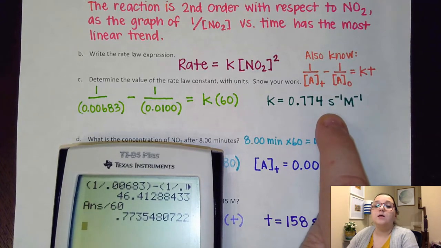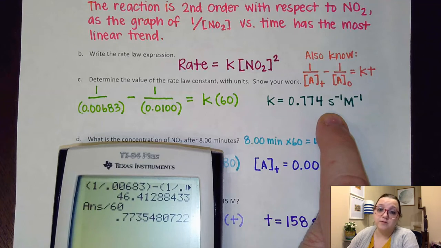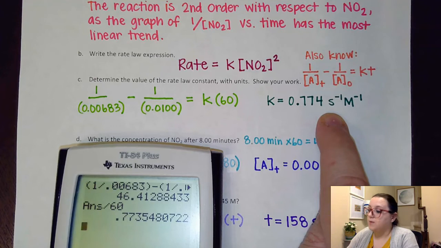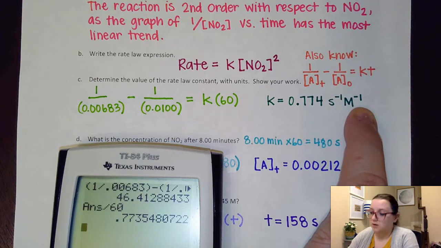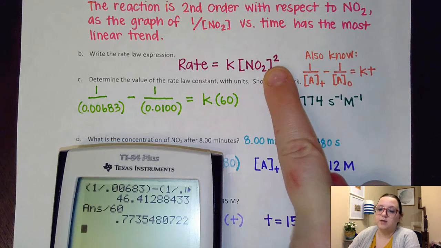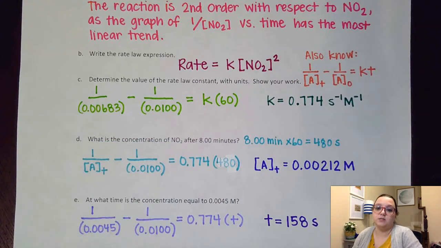My unit is the unit of time raised to the negative first, so this was in terms of seconds according to my graphs. And then molarity raised to the overall order minus 1. Well, here, overall order was 2. 2 minus 1 would be 1. So that's why it's raised to the negative first.